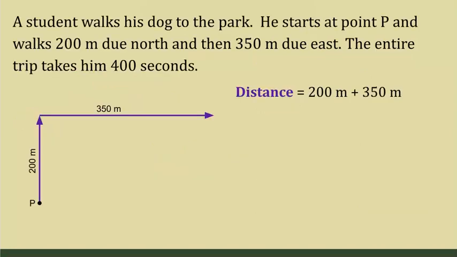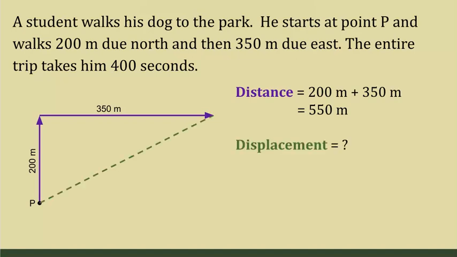So if we look at the question, the easiest thing to start with is just finding the distance. Even though they didn't directly ask me for that, we might need it later. The purple arrows that I have highlighted show the distance because that's the path that was taken. I would simply just add up those two numbers. 200 meters plus 350 meters gives me 550 meters, and that's my distance.